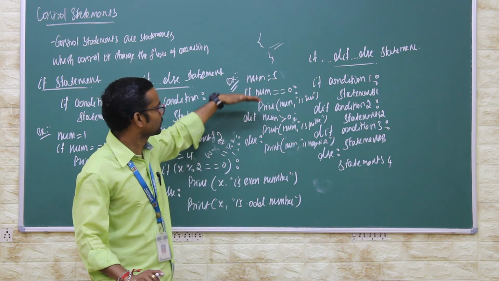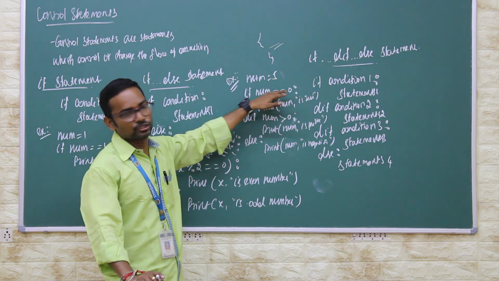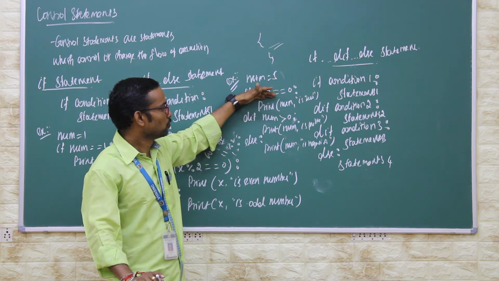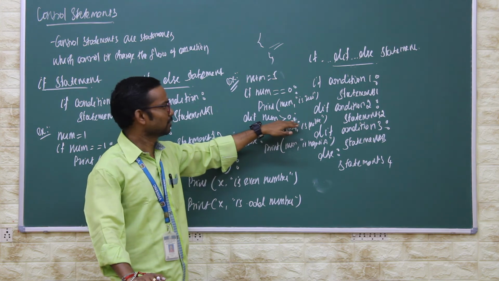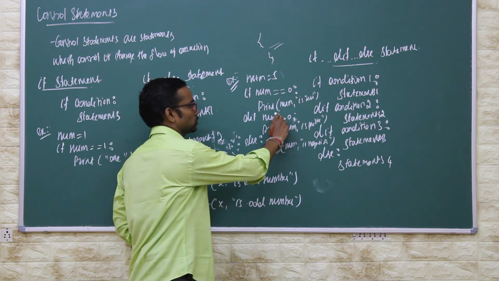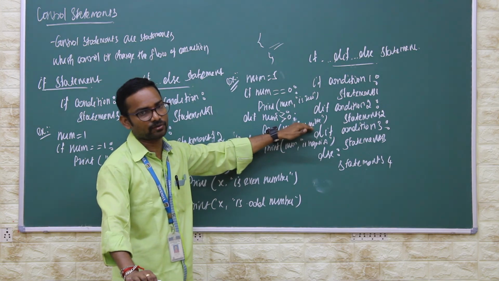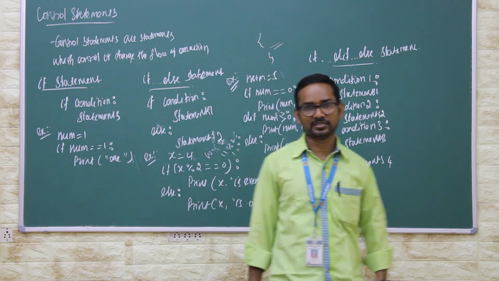The example for this program: num is assigned 5. If num double equal to 0, that is 5 double equal to 0, the condition is false. Then the elif condition is checked: 5 greater than 0. This condition is true, so it prints that 5 is positive. This is the if-elif-else statement. Thank you.